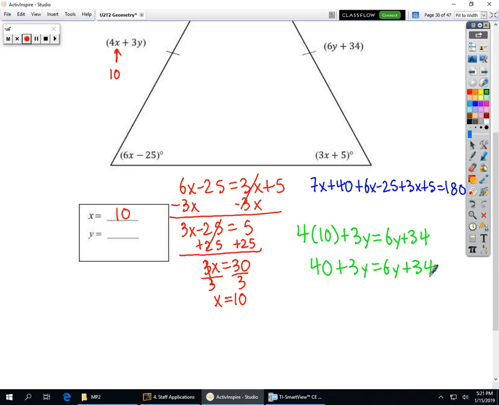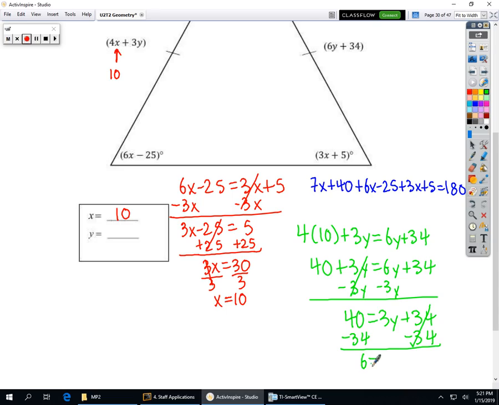Subtract the 3y's. 3y minus 3y is gone, so 40 equals 3y plus 34. I'm going to subtract 34 from both sides. That's gone. That's 6 equals 3y. I divide by 3. And I get 2 equals y, which means y equals 2.